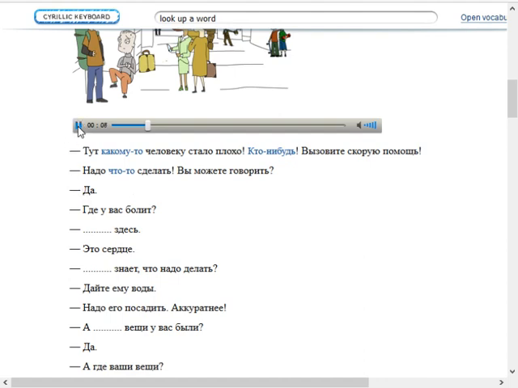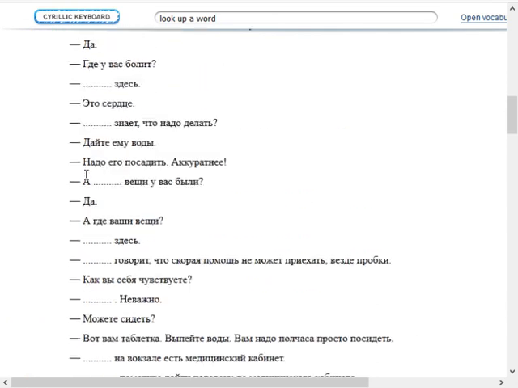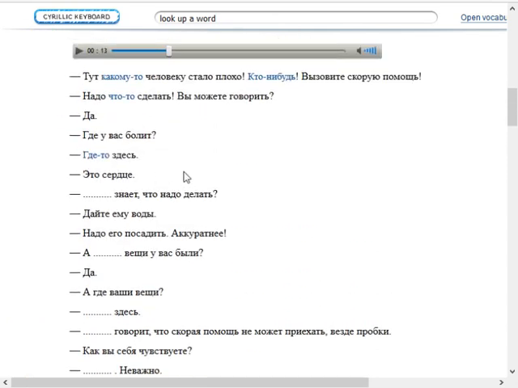Вы можете говорить? Да. Где у вас болит? Где-то здесь.